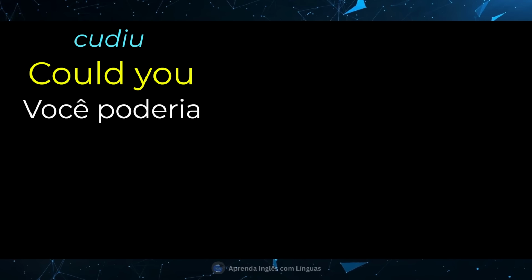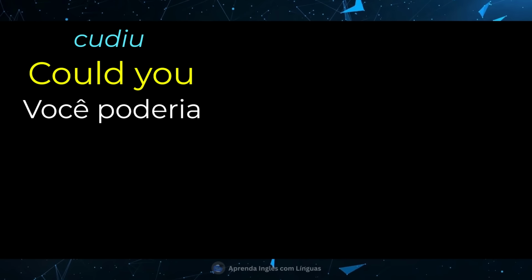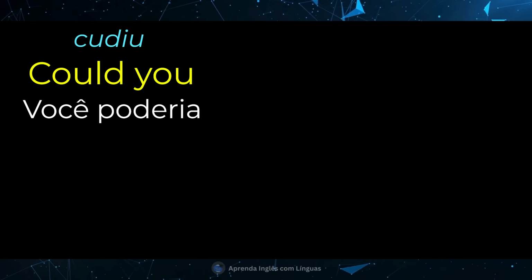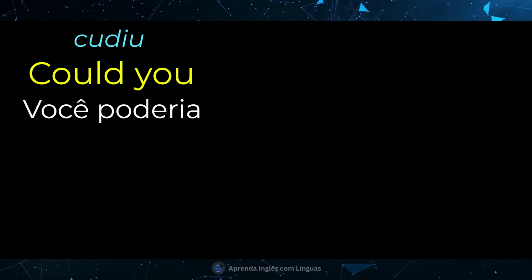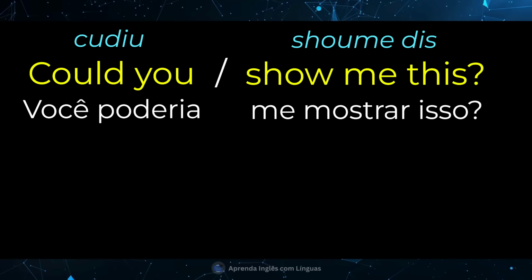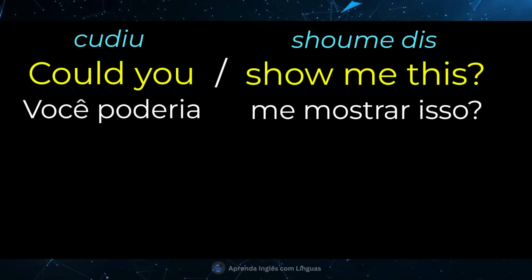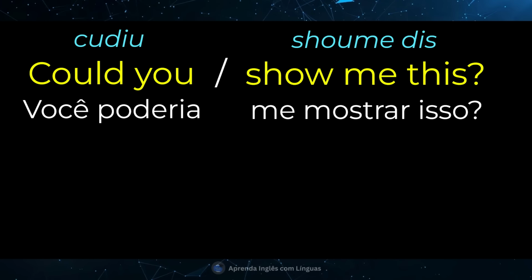E para a próxima estrutura temos: Could you? Que significa: você poderia. Usamos essa estrutura para fazer um pedido, ou solicitar algo de uma forma mais educada, por exemplo: show me this. Me mostrar isso? Você poderia me mostrar isso? Could you show me this?